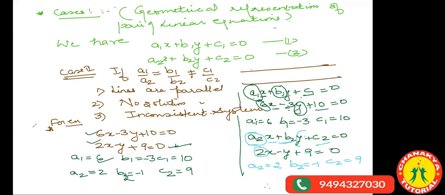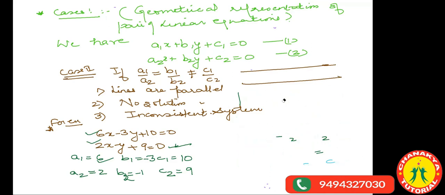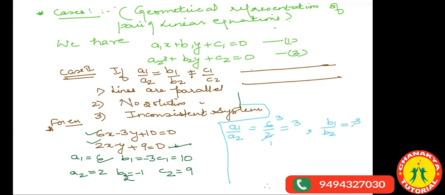Now, after this, just write the fractions of A1 upon A2, B1 upon B2, and C1 upon C2. I'm writing. See, A1 upon A2 is 6 by 2. 2 ones are 2, 2 threes are 6. So 3. Now also find B1 upon B2. Then it will be -3 upon -1. So it will be 3 only.